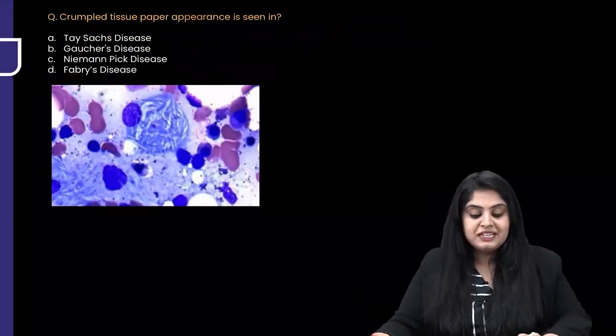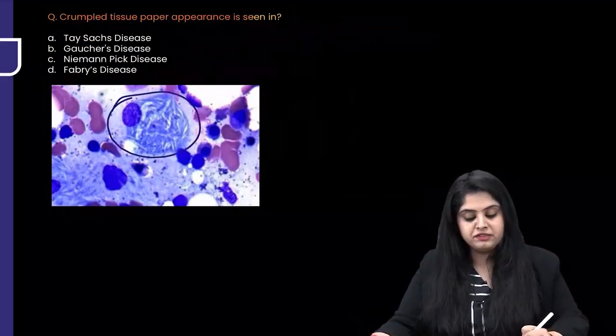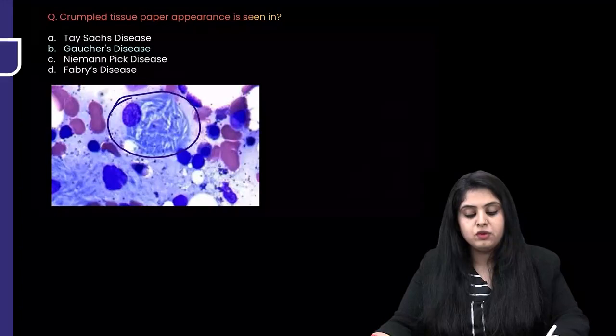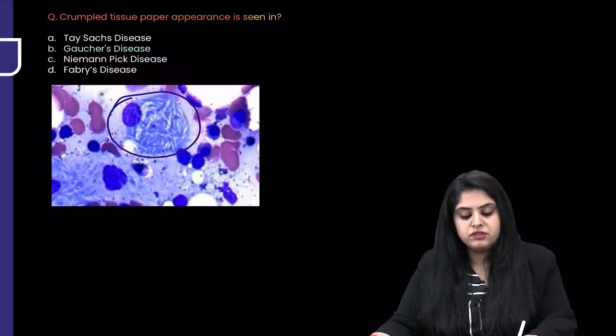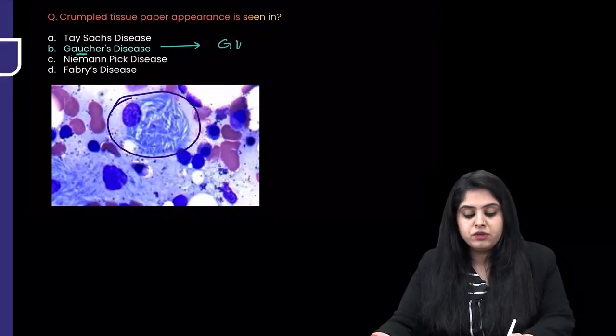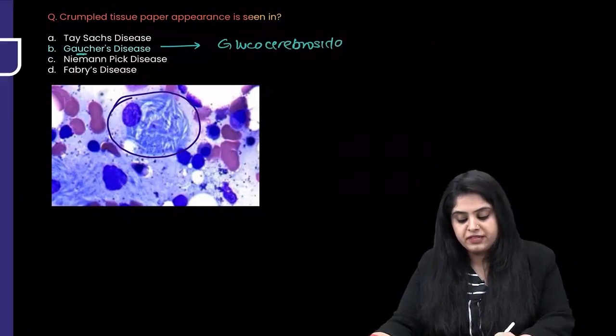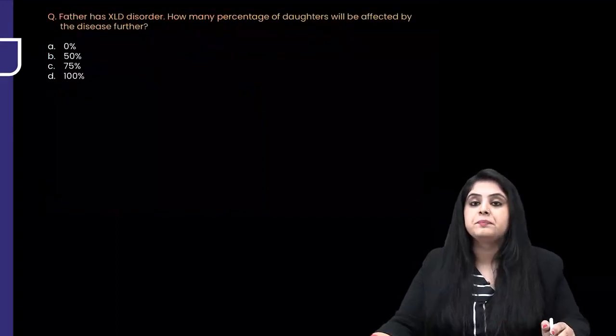Where do you see the crumpled tissue paper appearance? This crumpled tissue paper appearance is seen in the very famous Gaucher's disease. Kaunsa deficiency? Glucocerebro or galactosidase? So Gaucher's has a U. So what will you say? Glucocerebrosidase deficiency. Excellent. Coming to the last one.